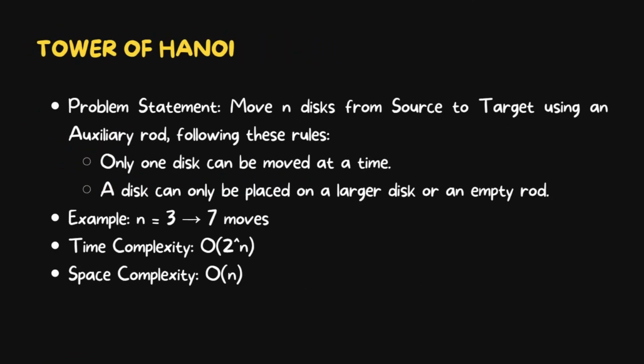Next comes the Tower of Hanoi problem. It is a famous recursive puzzle. The goal is to move n disks from a source node to a target node using an auxiliary node. The rules are: only one disk can be moved at a time. A disk can only be placed on a larger disk or an empty node. For example, if n equals 3, there are 7 moves. Time complexity is O(2^n) and space complexity is O(n).